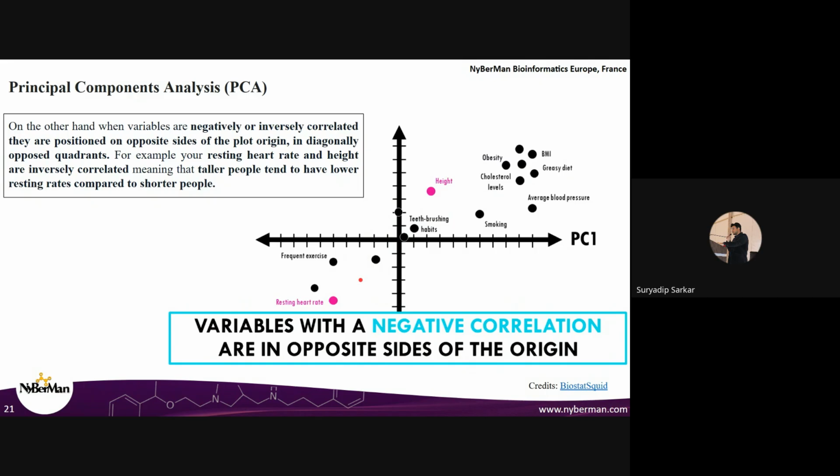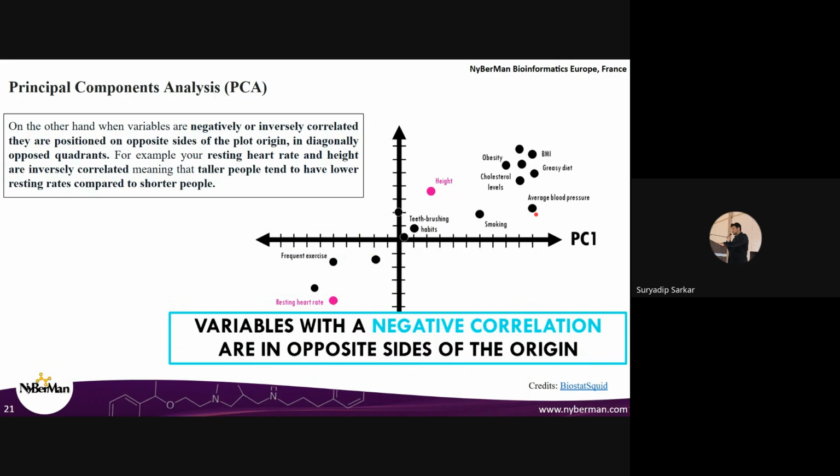Okay. So basically, what this is trying to tell me is that resting heart rate and height are inversely correlated, which is the same as saying that taller people tend to have a lower resting heart rate compared to shorter people, right? Because if your height is more, your resting heart rate is much less. So variables which are positively correlated appear to be grouped together. Variables which are negatively correlated appear to be in diagonally opposite quadrants across the origin. Okay, that is the idea.